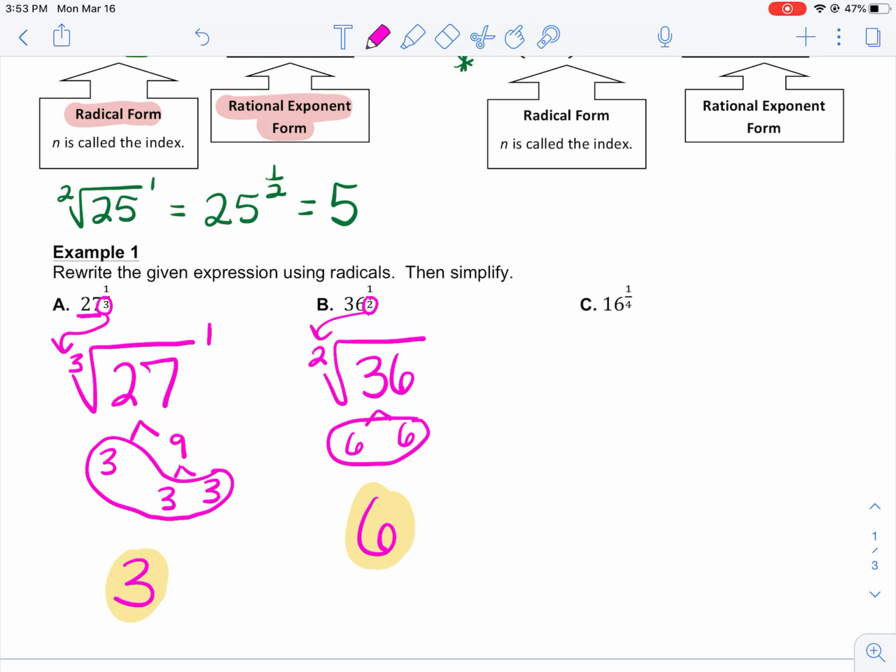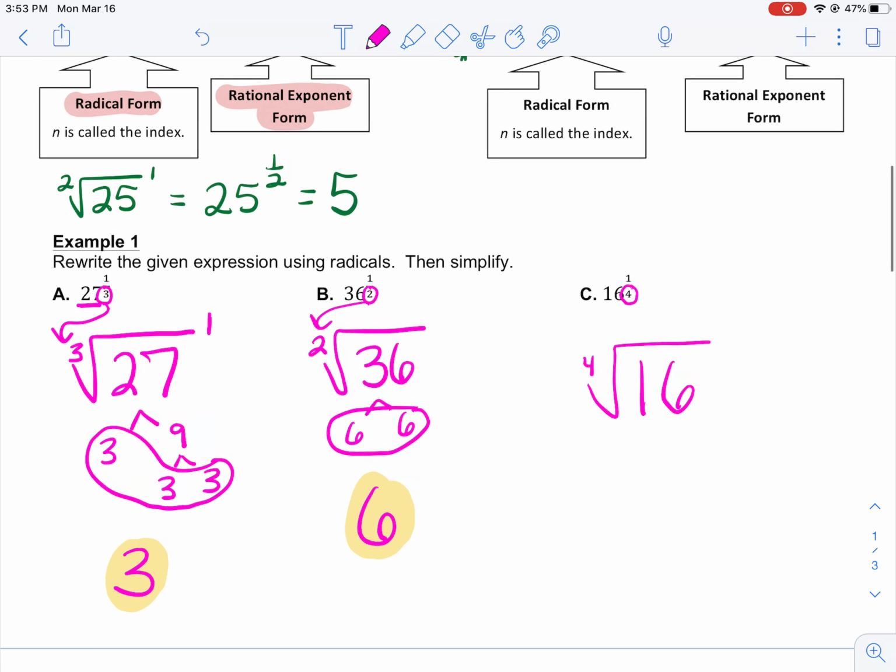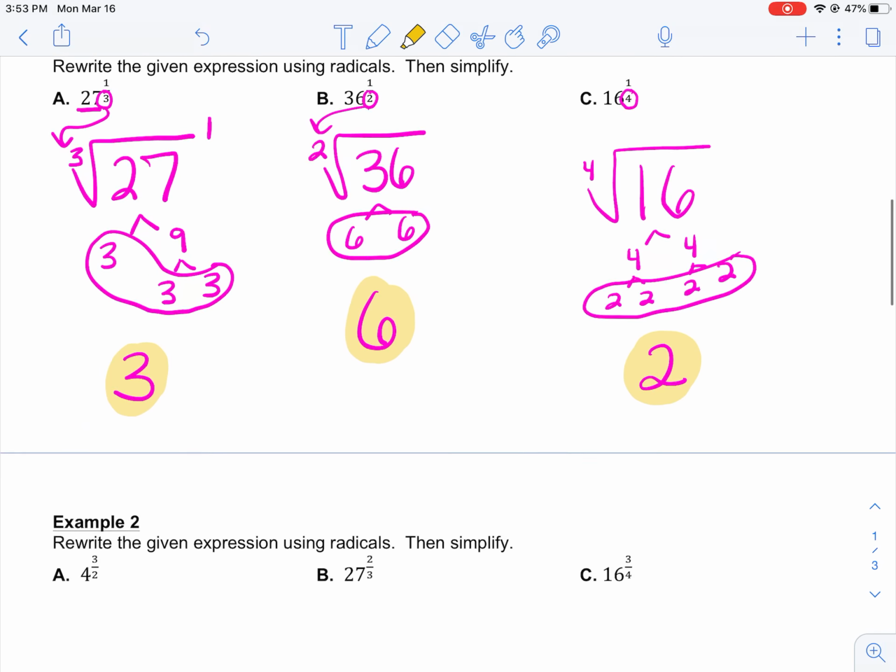Okay, and the last example, if we have 16 to the 1/4 power, that denominator becomes the index, so we write the 4th root of 16. That top number is a 1, so it's just the 4th root of 16. And then we can do 4 and 4, 2 and 2, 2 and 2. So we have a set of 4 2s, and so our answer is 2. And notice in each of these examples we did not have any numbers left, so these were all perfect roots.